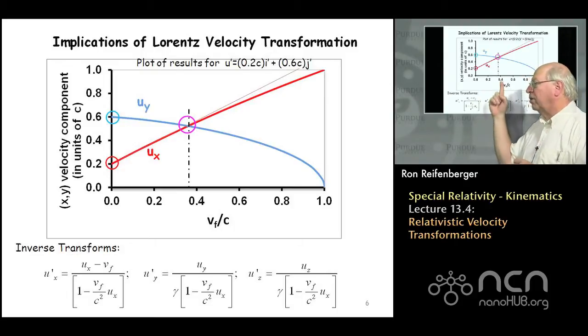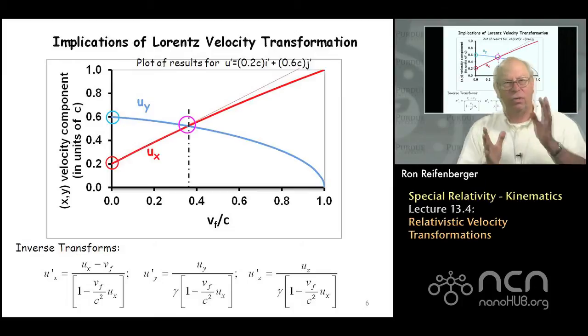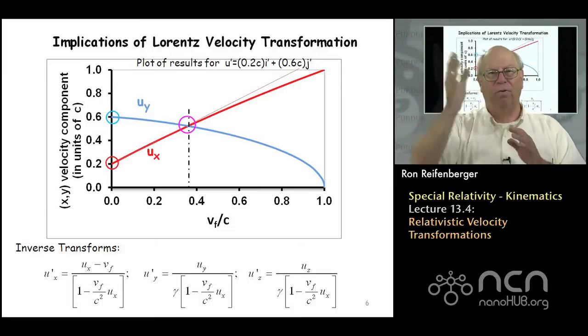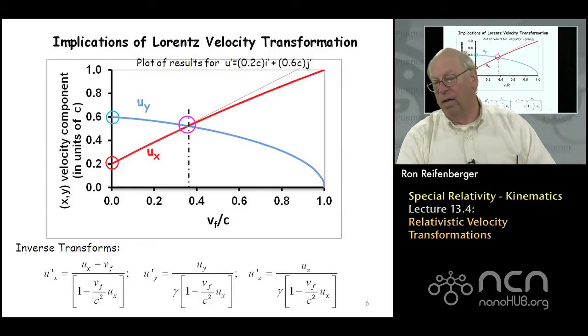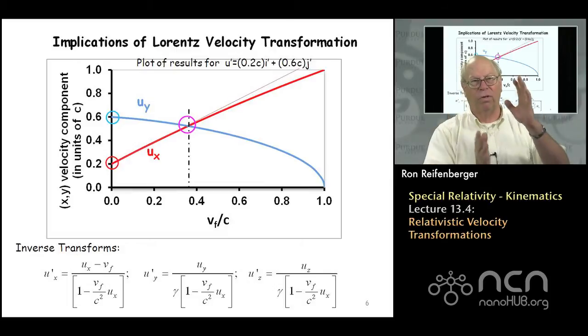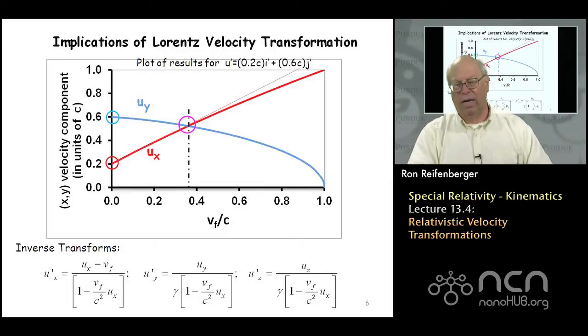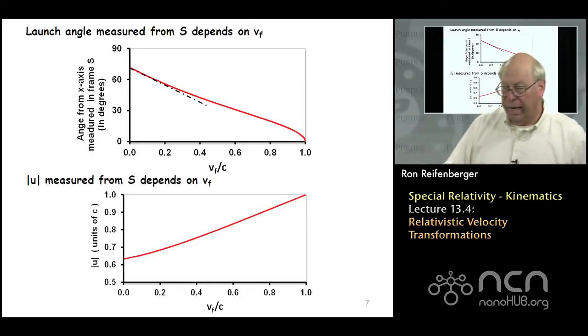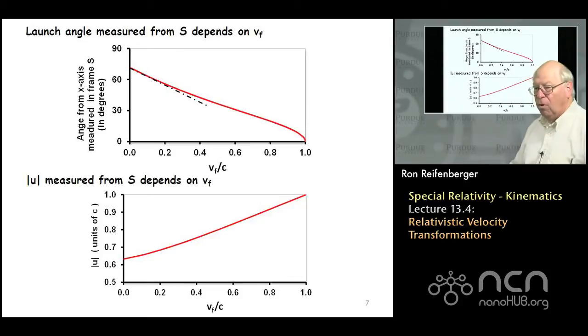And in particular here, I point out at about 0.35 the speed of light, u sub x is equal to u sub y. When u sub x is equal to u sub y, that means the observer in S sees this object moving at a 45-degree angle, whereas the observer in the primed reference frame, of course, sees it moving at a launch angle of 70 degrees. So just different results. I explore that a little bit more.